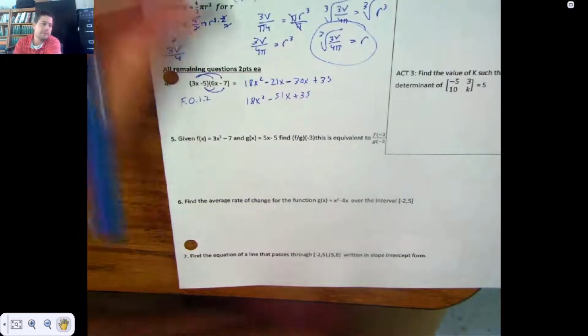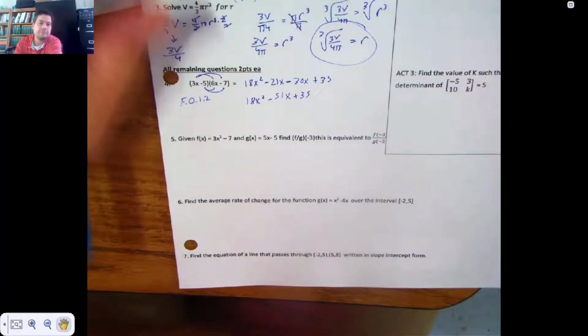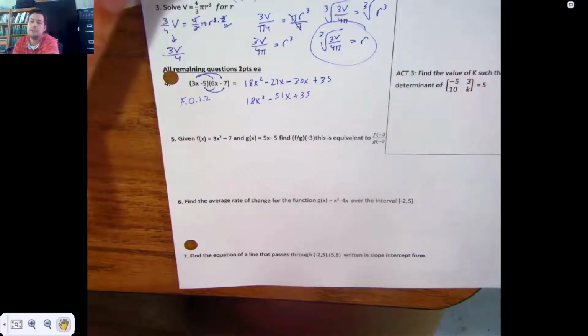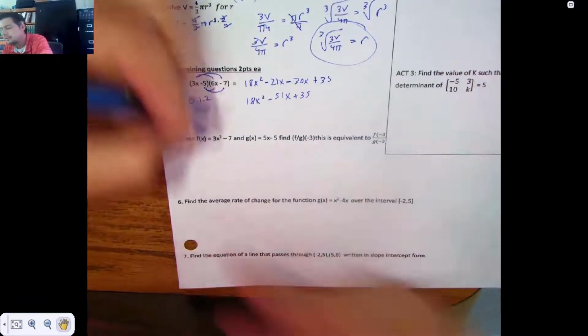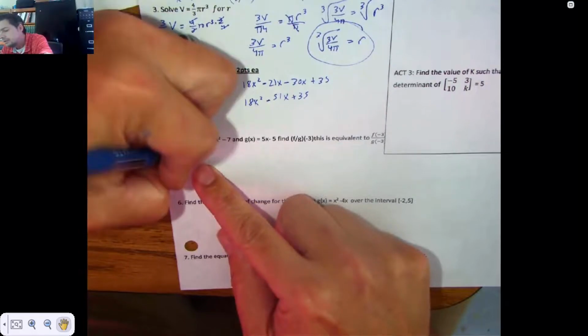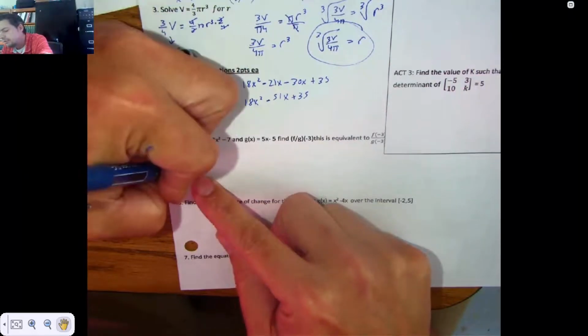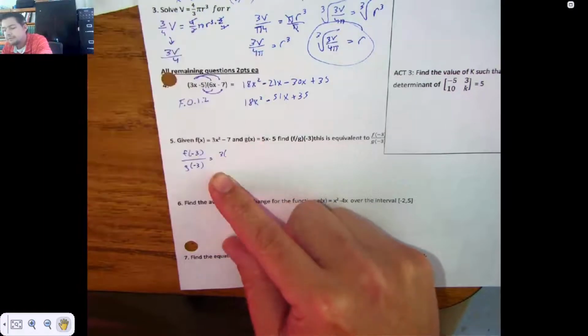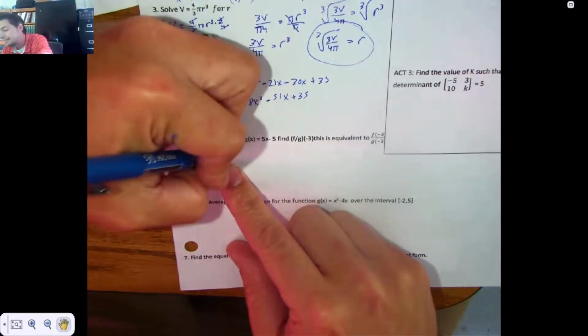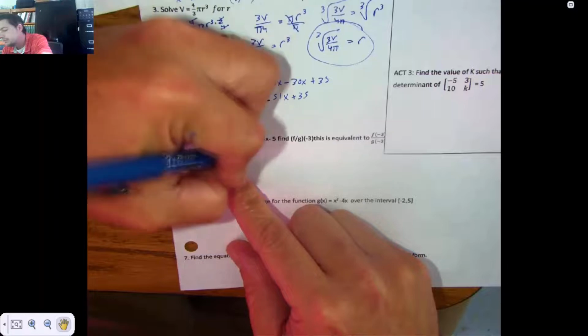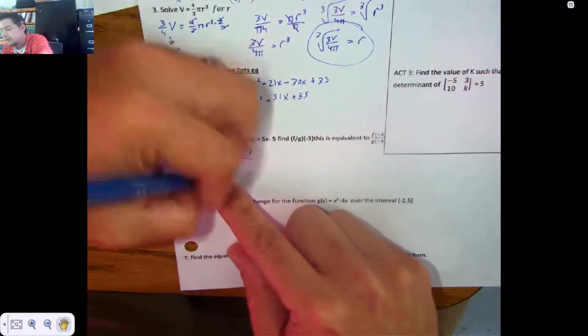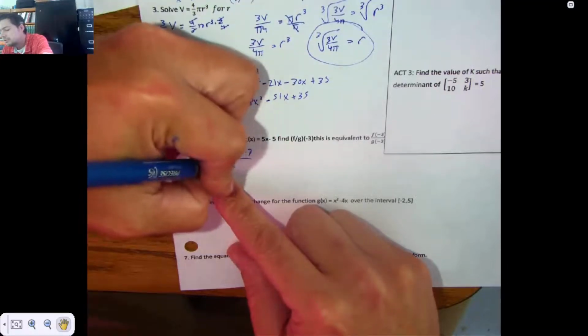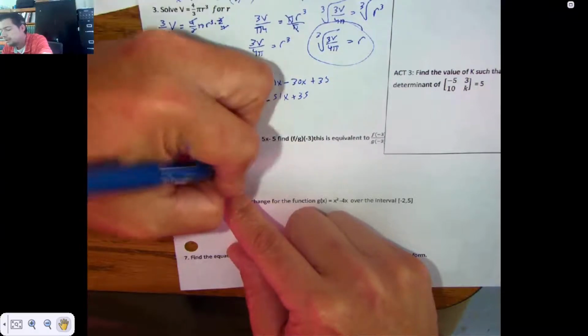So given f of x is 3x squared minus 7, g of x is 5x minus 5, find f over g of negative 3. And I'll tell you what that's equivalent to. It's equivalent to figuring out what f of negative 3 is and dividing it by g of negative 3. So to find f of negative 3, everywhere I see an x in f, I replace it with a negative 3. And to find g of negative 3, everywhere I see an x in g, I replace it with a negative 3. It's not that hard.